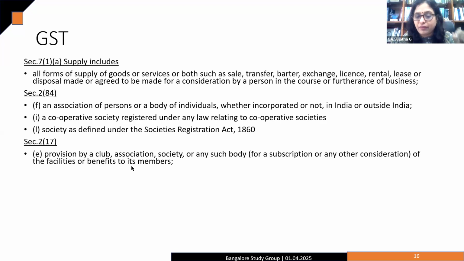And in the definition of business also, 2(17), they said, yes, the transaction, whether you do it occasionally or whatever it is, provision by a club or association or society of facilities or benefits to its members will also be considered as a business. So it is included in the definition of person, included in the definition of business, and in the supply also, if you look at it, all forms of supply made or agreed for a consideration by a person in the course or furtherance of business. So there is a business element. Clubs are included in the definition of business.